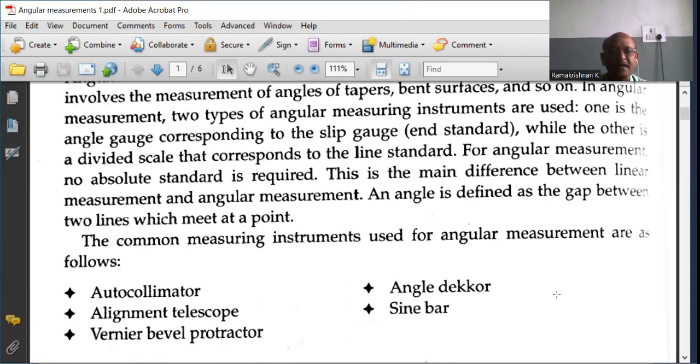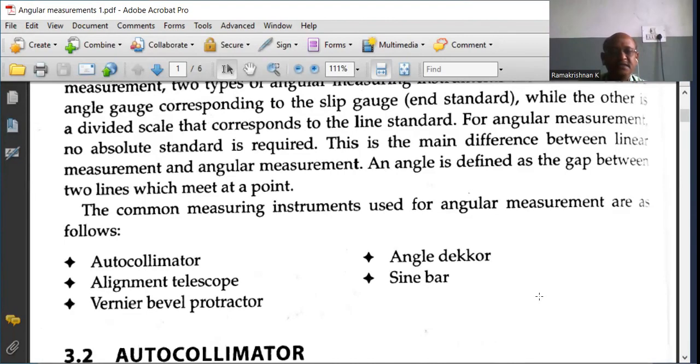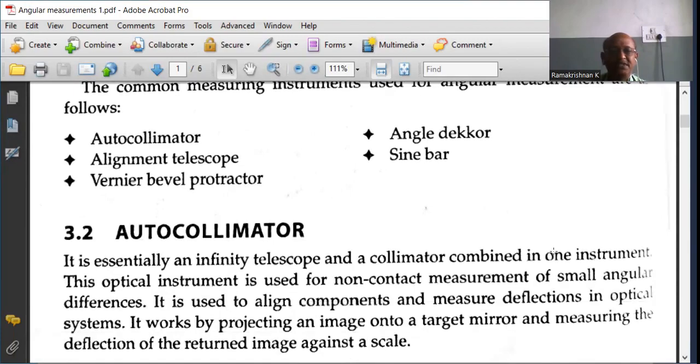There are some metrological instruments used for measuring angles: sine bar, bevel protractor, vernier bevel protractor, autocollimator, angle dekkor. These are some devices commonly used in angular measurements. Now let us discuss the autocollimator, and how to measure an angle.